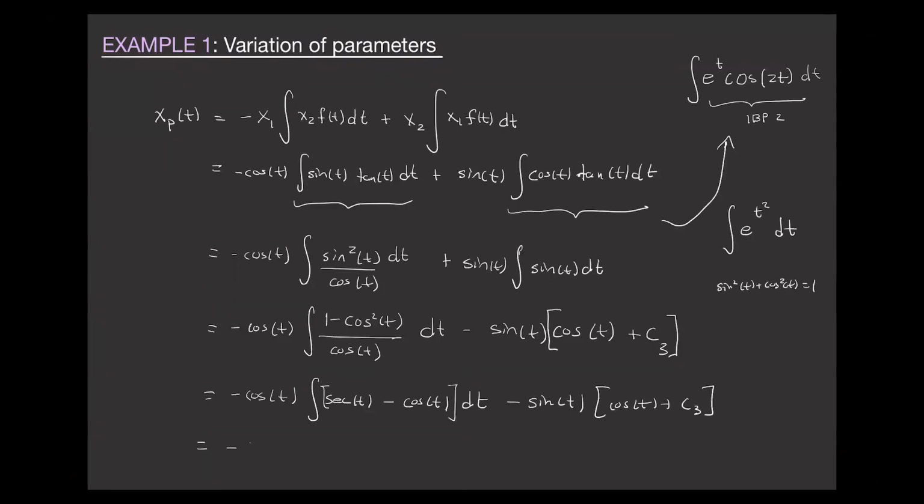And if you do those integrals, you may or may not remember that the antiderivative of secant is ln of secant t plus tangent of t. And then you have a minus sign. And if I'm being very careful, that's also a C4 over here.